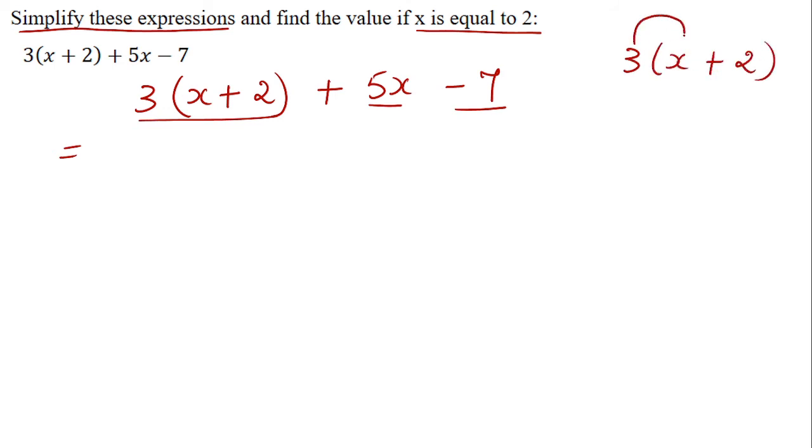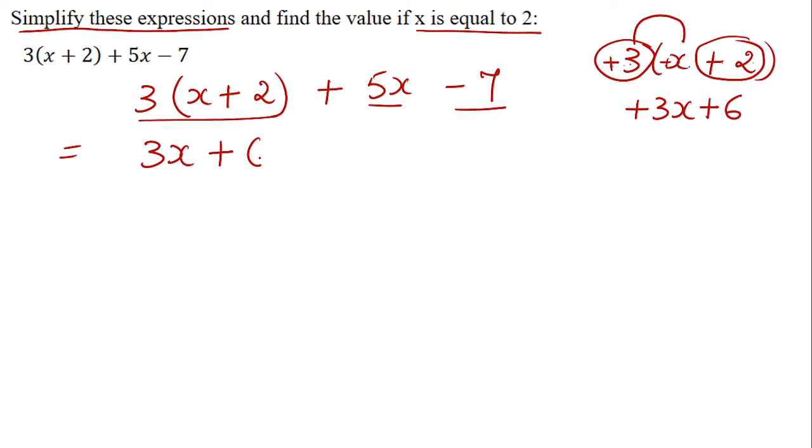So first you have to multiply this. If there is no sign, then it is plus. Plus into plus is plus. 3 into x is 3x. Then multiply plus 3 and plus 2. Plus into plus is plus. 3 into 2 is 6. So when you're removing the brackets, you get 3x plus 6. And then you have 5x minus 7.